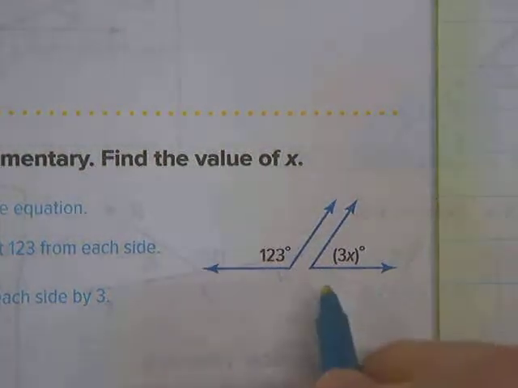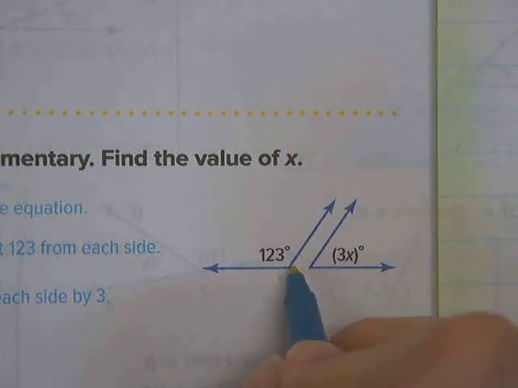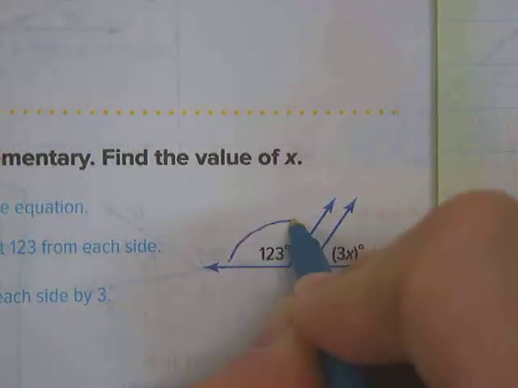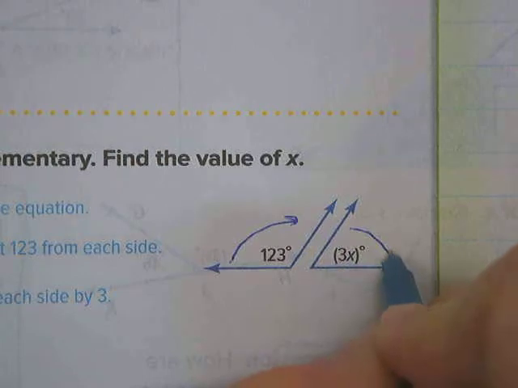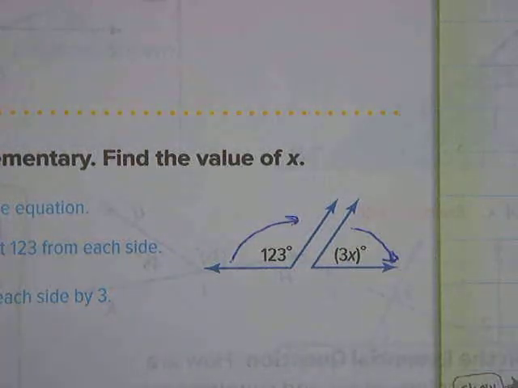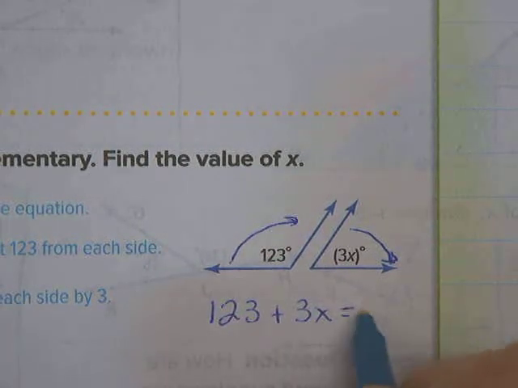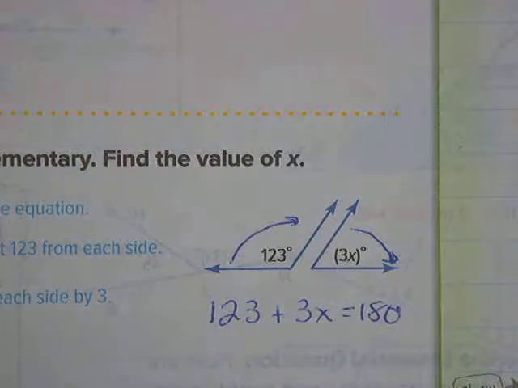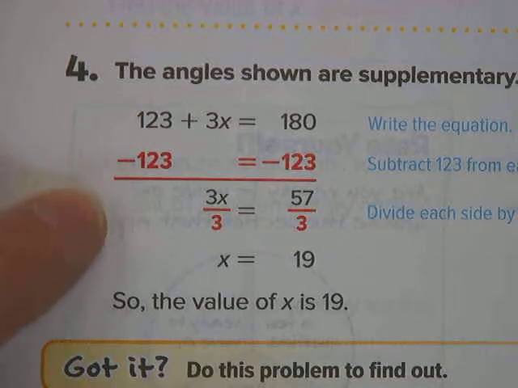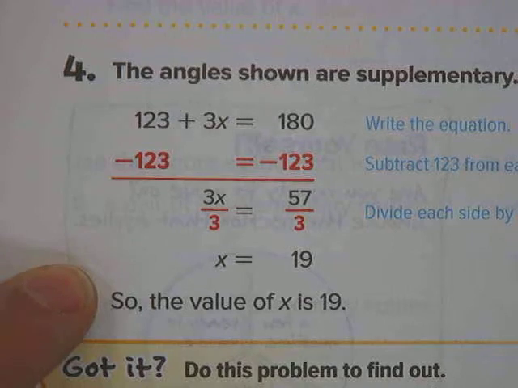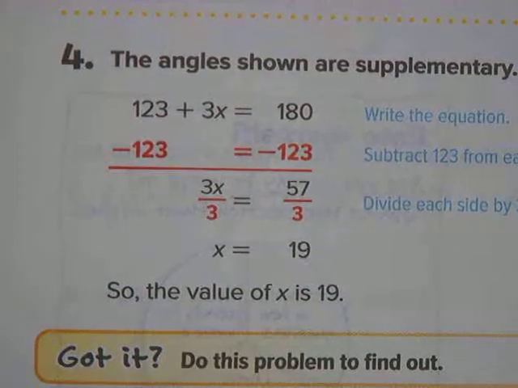Okay. Looking at example 4, notice that the way these are set up, if we were to slide this back over here, this angle plus this angle makes a straight line, so that's supplementary. So we get the equation 123 plus 3x equals 180. And then we solve, and you can follow through the process for how they solved here.